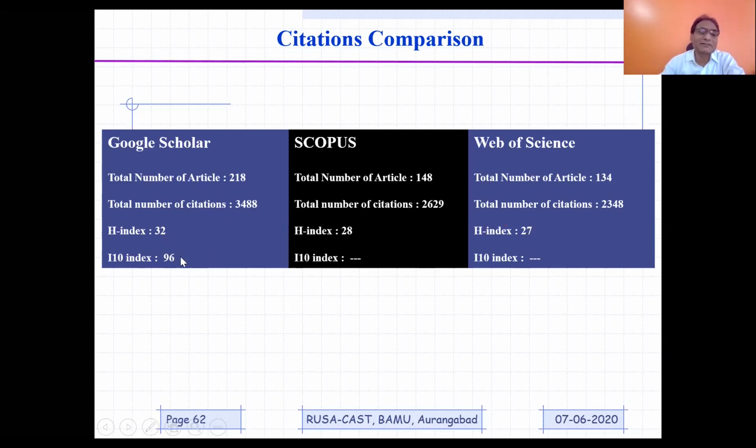Similarly, I have 96 on I-10 index. I-10 means how many publications have a minimum of 10 citations: out of 210, 96 publications have a minimum of 10 citations. Whereas Scopus and Web of Science don't calculate I-10 index, they calculate only H index. The main purpose of showing this slide is to tell you how Scopus and Web of Science are very standard and reputed databases or indexes compared to Google Scholar. And therefore, whenever you refer to research papers for review, you should always refer only to Scopus or Web of Science indexed papers.